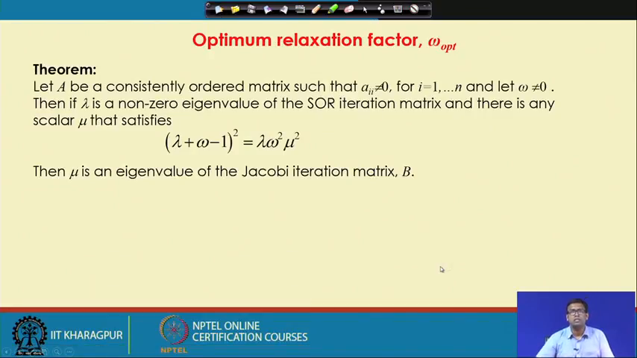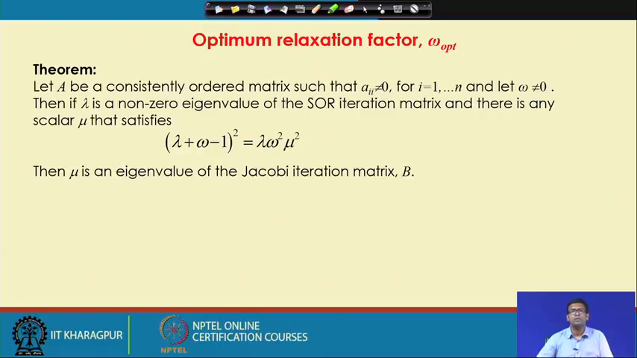If A is a consistently ordered matrix such that the diagonal element is non-zero (there is a definition of consistently ordered matrix, we will not go into it here, but the matrices we deal with are usually consistently ordered), and omega is non-zero, and if lambda is a non-zero eigenvalue of the SOR iteration matrix G, there is a scalar mu which satisfies (lambda plus omega minus 1) whole square is equal to lambda omega square mu square, then mu is an eigenvalue of the Jacobi iteration matrix B. So, the Jacobi iteration matrix eigenvalue and the SOR matrix eigenvalue are related by the term omega.